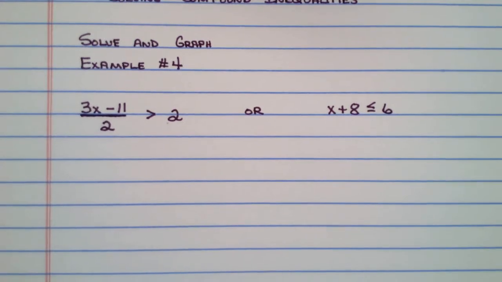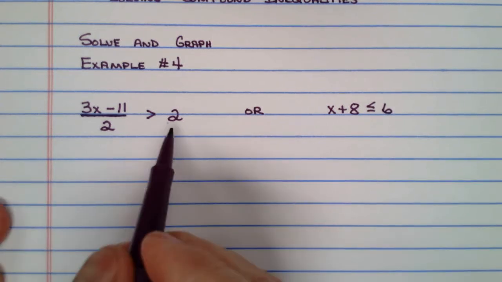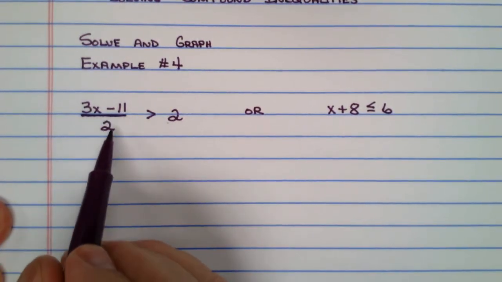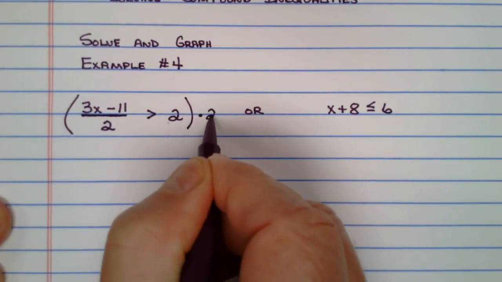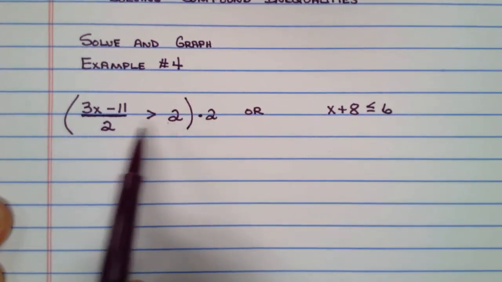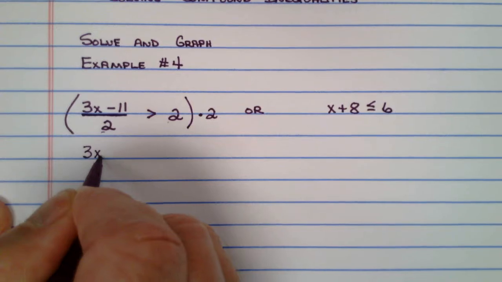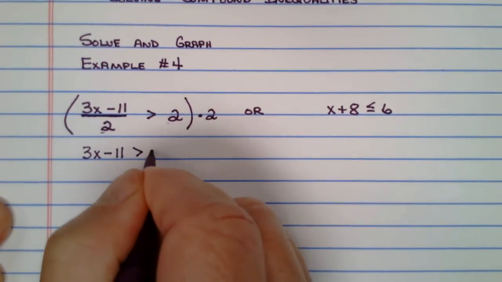Example number 4. Example number 4 is an OR problem. More than likely it's going to be shaded to the outside. I need to solve each one of these so I'll know what numbers go on my graph. To solve an inequality that looks like this, I need to do the opposite of dividing by 2. Opposite of dividing by 2 is multiplying by 2. When I multiply both sides by 2, these 2's right here cancel out, and I'm left with 3x minus 11 is greater than 2 times 2 is 4.